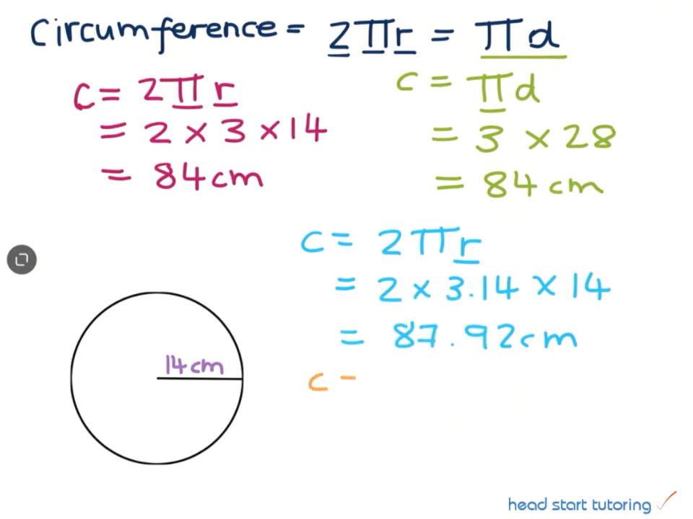If we have a look at the circumference of the circle, again using 3.14 as pi, but using our pi d formula, we will see that we end up getting the same answer. So pi times d is equal to 3.14 multiplied by 28, because our diameter is 28 if the radius is 14. And that gives us an answer again of 87.92 centimeters.